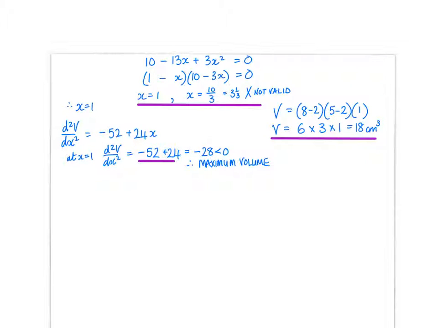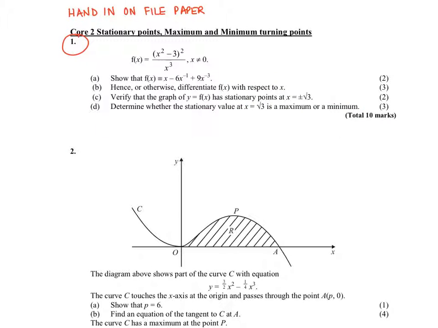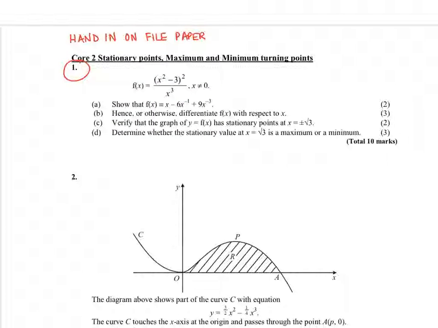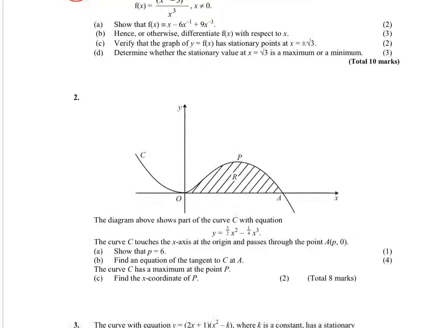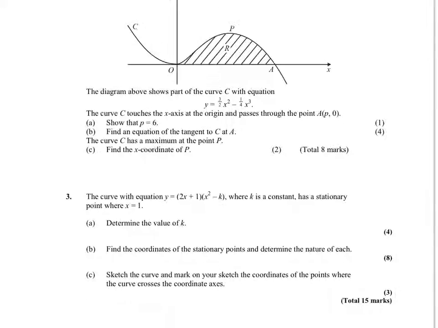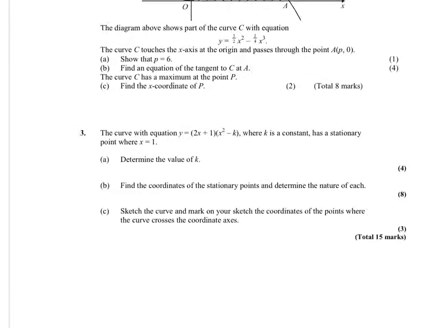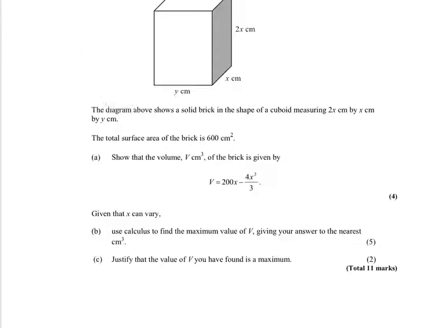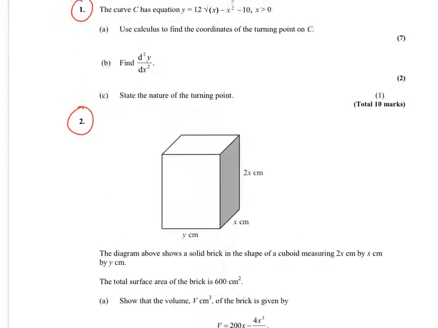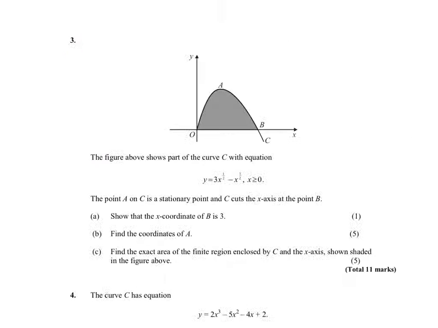Right, we have finished differentiation for C2, which is built on C1. And what I'd like you to do is the following questions, and this is to hand in on file paper. Question 1, this is absolute bare minimum again. If you want to do more, then I would thoroughly recommend it. So question 1 on the first page, and then 1 and 2 on the second page of questions.